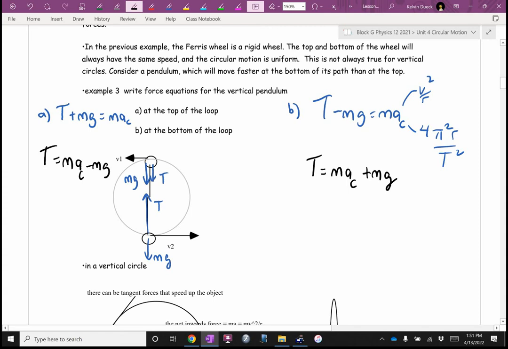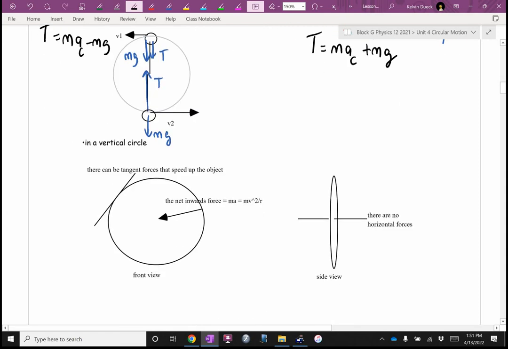Okay. So in a vertical circle, there can be tangent forces that cause the object to speed up, like in a roller coaster loop, which we'll look at, or with a pendulum hanging on the end of a string. And the net force, when you go winner minus loser, it's going to be mv squared over r, or m 4 pi squared r over t squared.